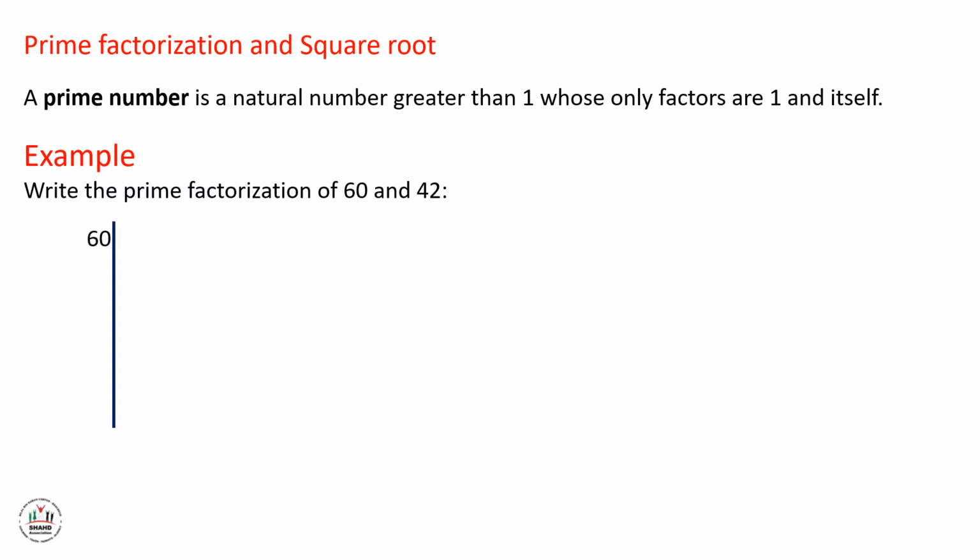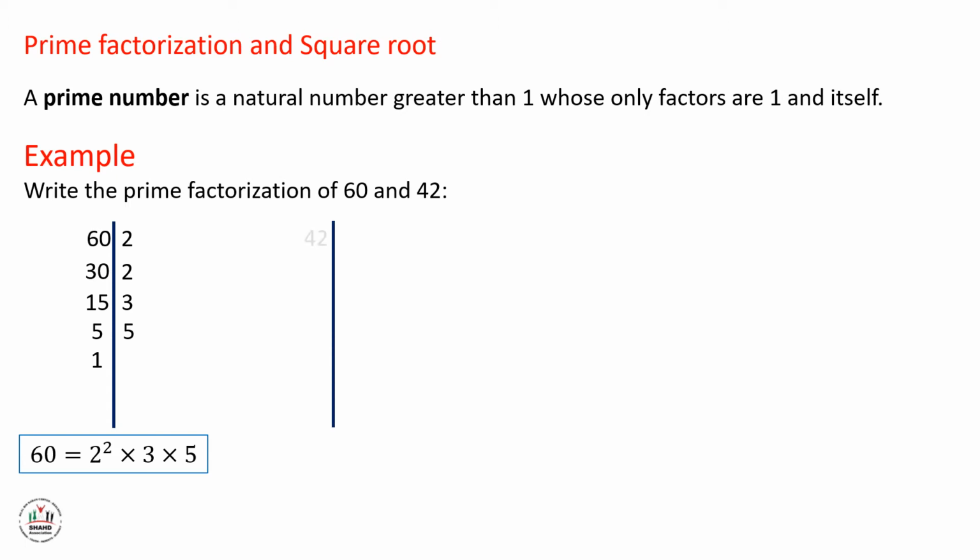So 60 over 2 equal to 30. 30 over 2 equal to 15. 15 is an odd number, so it can't be divided by 2. Let's try with 3. 15 over 3 equal to 5. 5 over 5 equal to 1. So we can write 60 as 2 to the power 2 times 3 times 5.